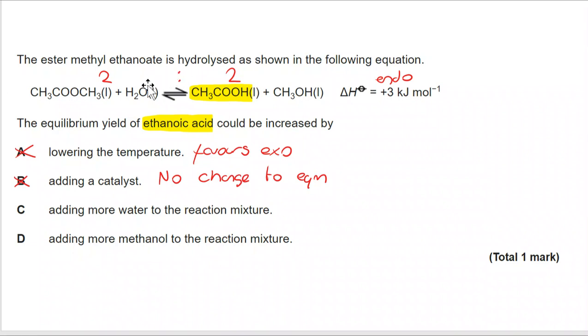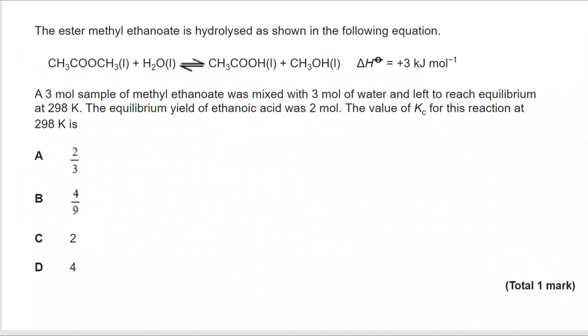Now, when you add something extra, the system will try to remove it by shifting equilibrium away. So adding more water will shift equilibrium to the right. Adding more methanol will shift equilibrium to the left because you're trying to remove the excess that's been added. So the only one of these that shifts equilibrium to the right is C, adding more water. Next question.